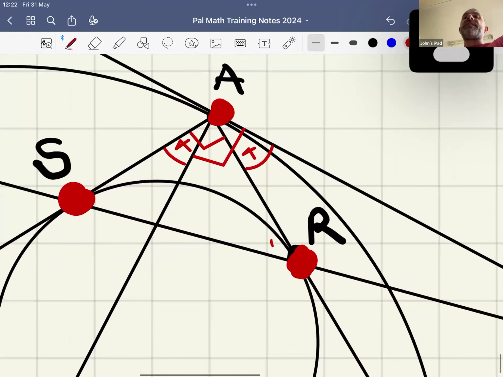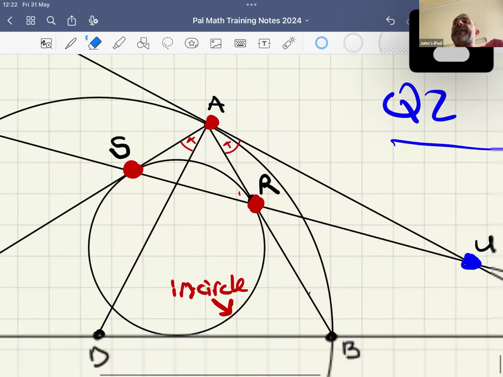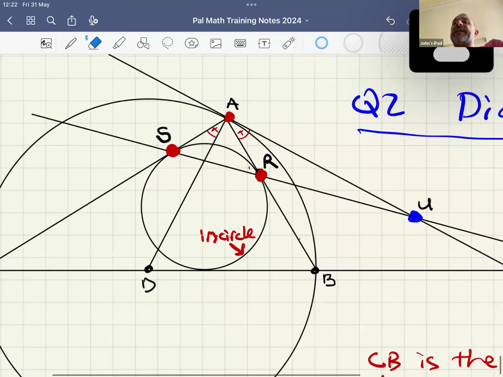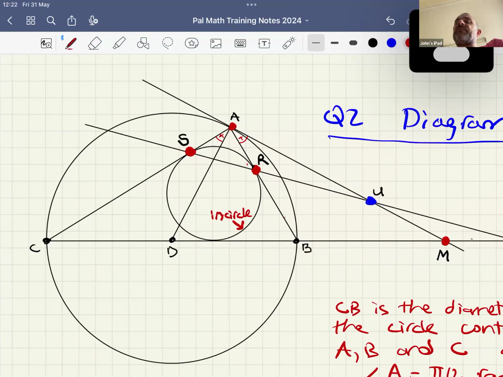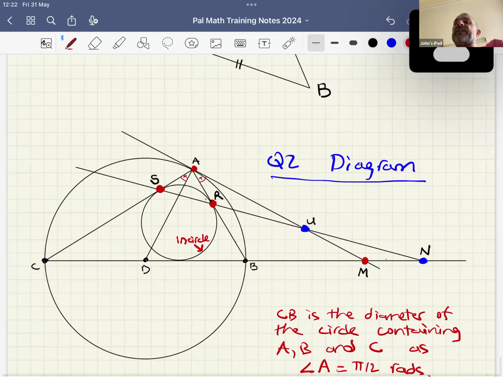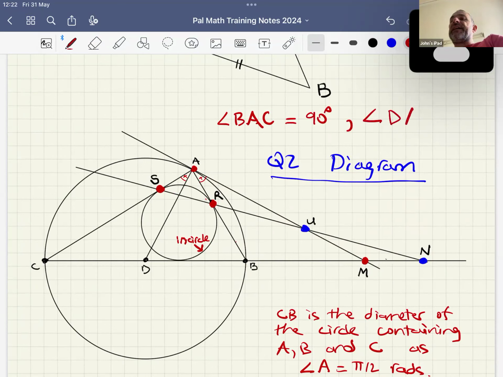Okay, so back to this diagram. Because of this argument with two right angles at A, one of them is because we're given that in the triangle ABC, we've got a right angle at A. So the angle BAC is 90 degrees. But we also have that the angle DAM is 90 degrees. Now here, D, I don't think that was part of the question, but D is the center of the circle ABC.